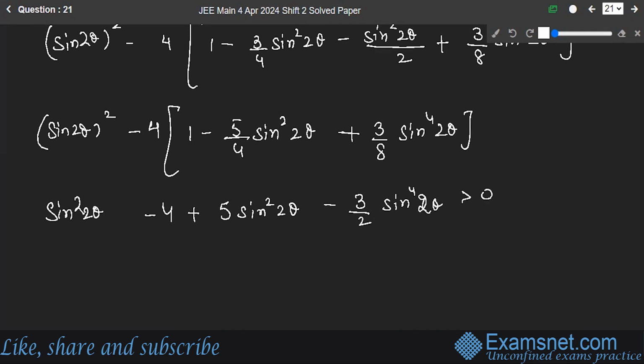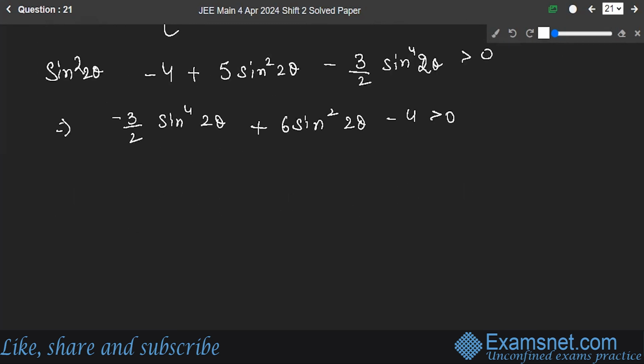This should be greater than 0, correct? So next, let's write it like this. This will be minus 3 by 2 sin⁴2θ plus 6 sin²2θ minus 4 is greater than 0. Or this can be written as, multiplying both sides by minus 2, 3 sin⁴2θ minus 12 sin²2θ plus 8 is less than 0, because I'm multiplying both sides by minus 2, so the inequality sign will change.